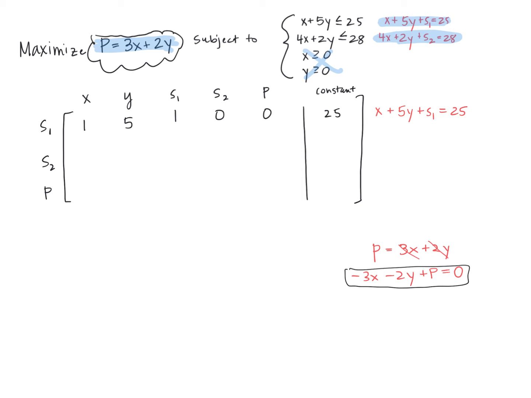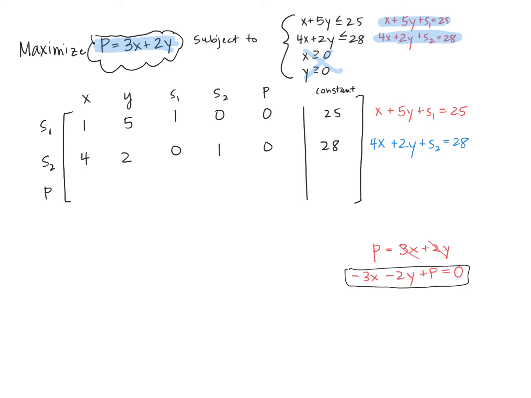All right, the second row is going to come from the equation associated with the second slack variable. So that would be the 4x plus 2y plus s sub 2 is equal to 28. So let's see what we get from that. We have an x, so 4 is going to go in the x column. We have a y, we have 2y, so 2 is going to go in the y column. Slack variable 1 does not appear here, so that's a 0. We have slack variable 2, so that's a 1. P does not appear in this equation, so that's a 0. And then 28 is our constant.